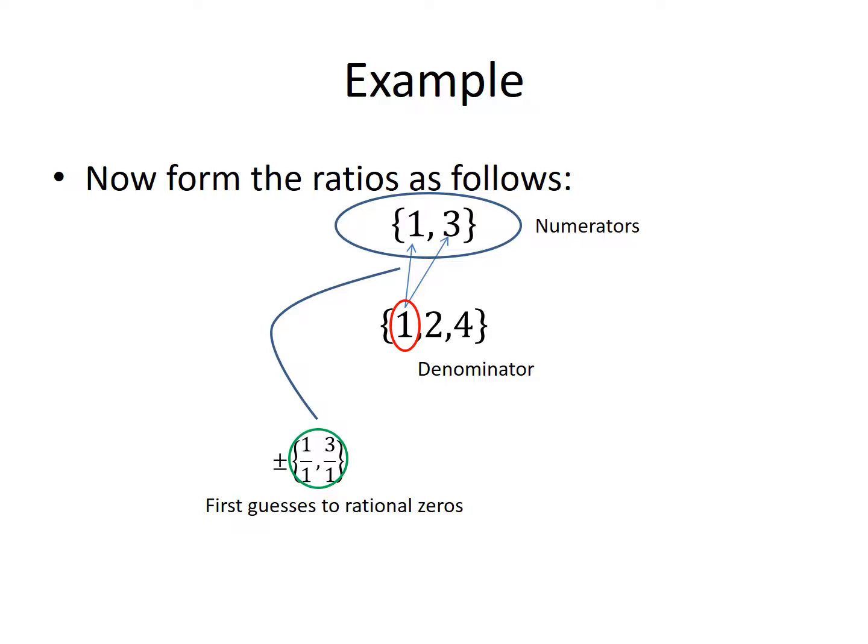So as we can see here, we have 1 and 3 for the numerators, and we have the 1 circled here in red, and that signifies that that's going to be the denominator that I will divide into each number in this list for the numerators, and that's how these ratios start to be formed. So my first guesses to rational zeros is plus or minus 1 divided by 1 or 3 divided by 1.